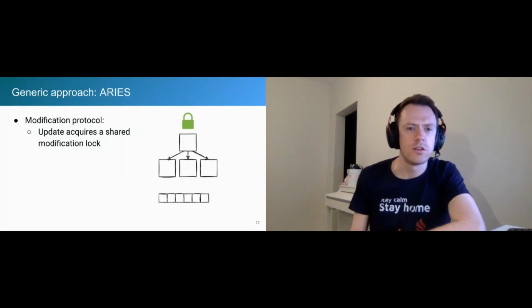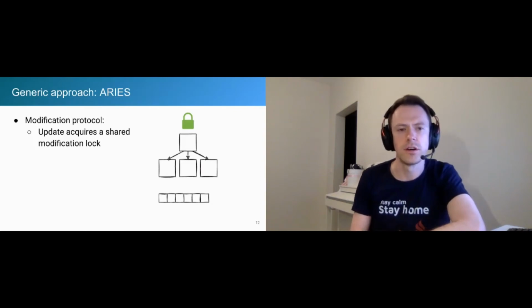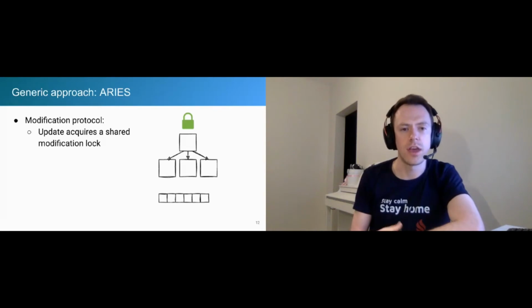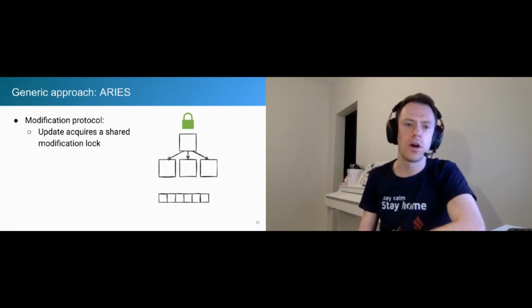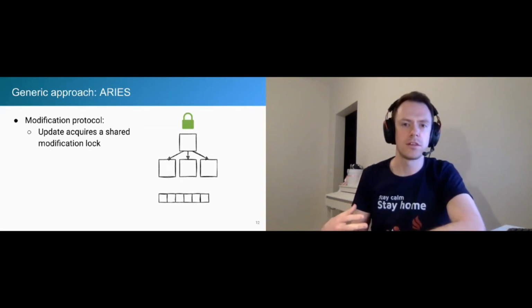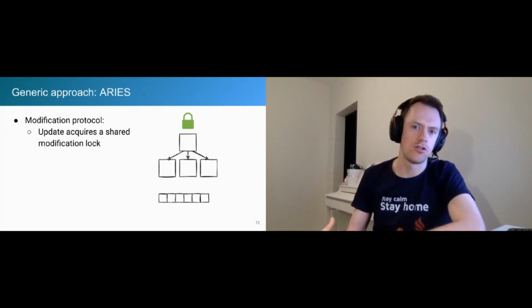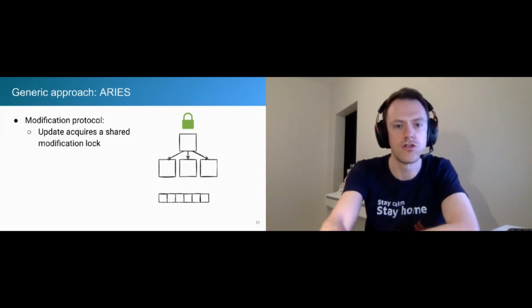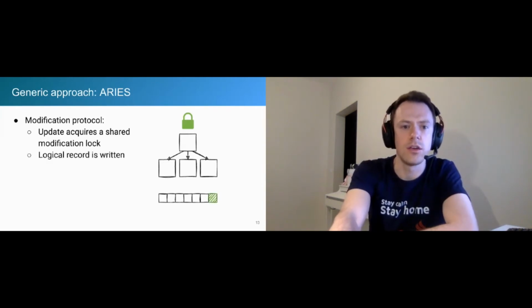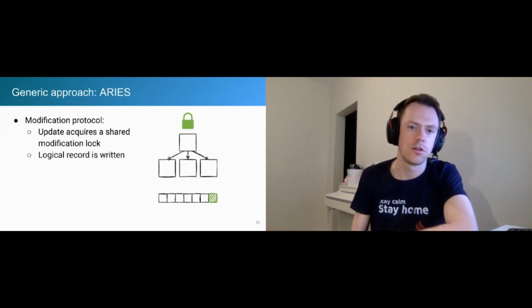So the first thing that we need to know is that in order to coordinate checkpointing and updates, there is a read-write log called checkpointing log. And when an update arrives to the storage, the first thing that happens is that this update acquires a shared log. So this means that multiple updates can be concurrently applied to the storage at the same time because the log is shared. Once the log is acquired, a logical record is written to the write-ahead log.